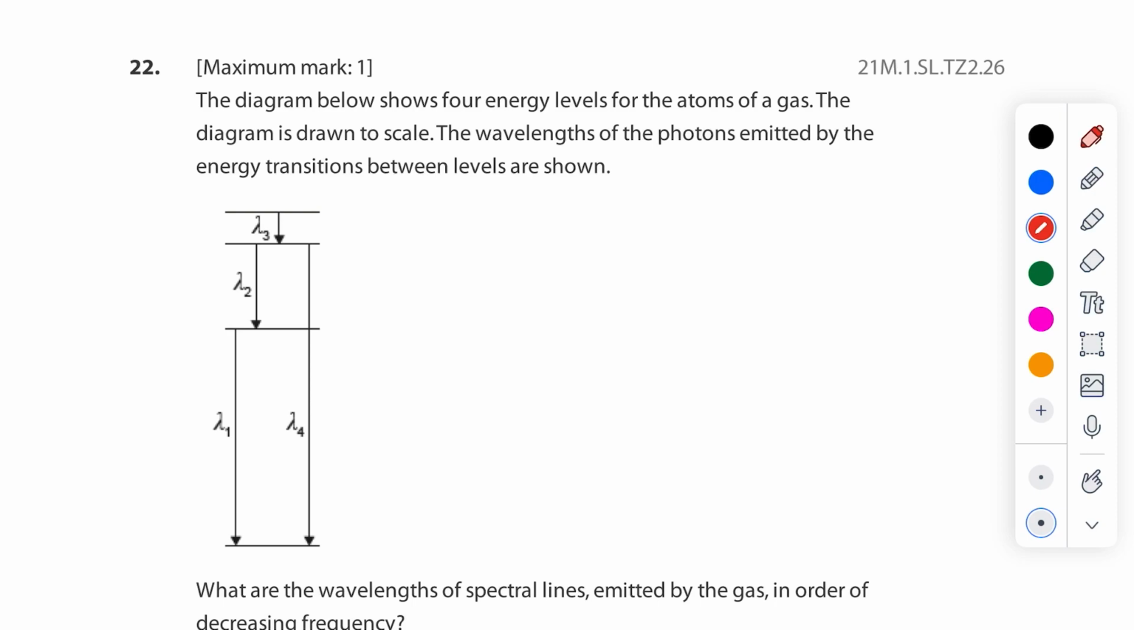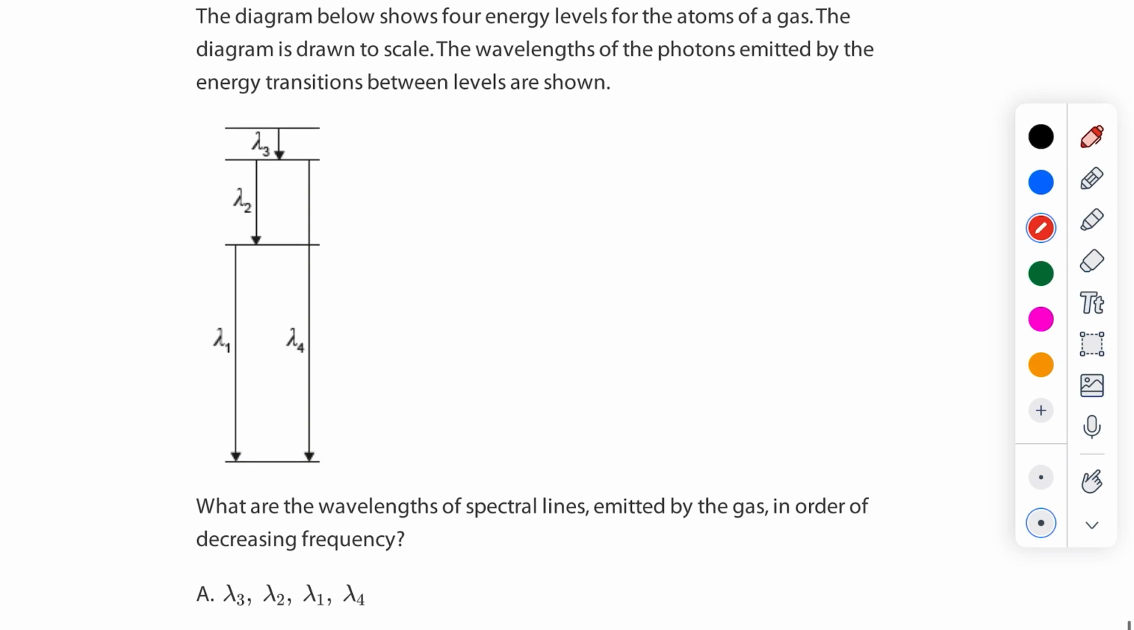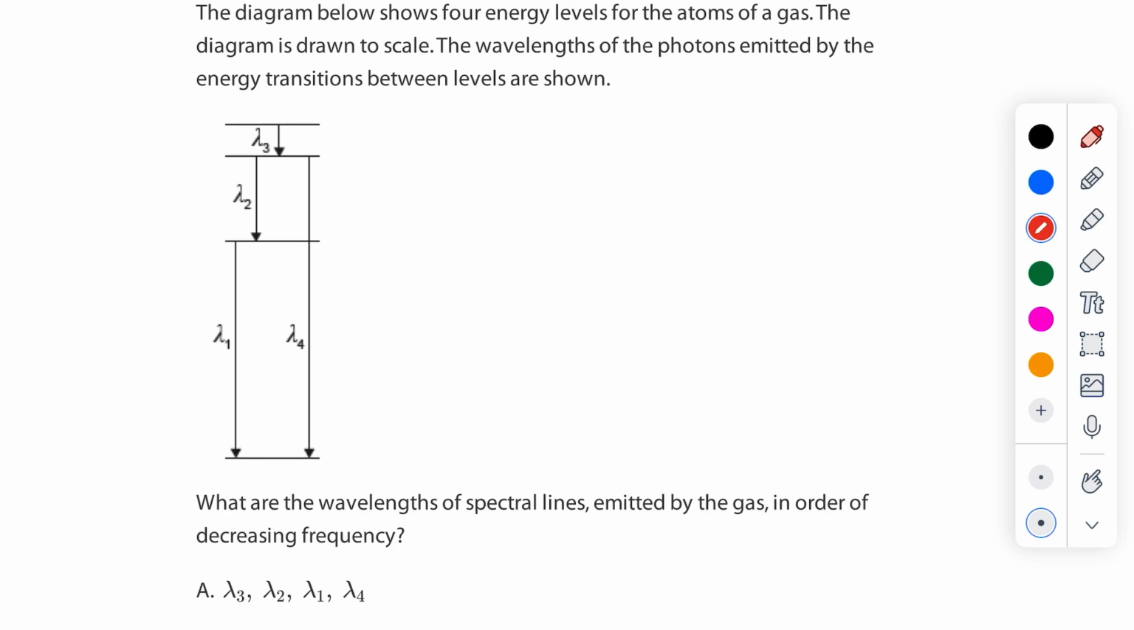Coming to question number 22, the diagram shows 4 energy levels for an atom of a gas. The diagram is drawn to scale. The wavelengths of the photons emitted by the energy transitions between the levels are shown. What are the wavelengths of spectral lines emitted by the gas in the order of decreasing frequency? We want decreasing frequency, and we know that energy equals hc upon lambda.